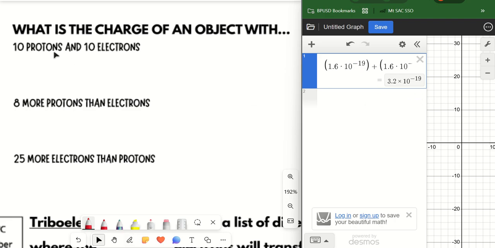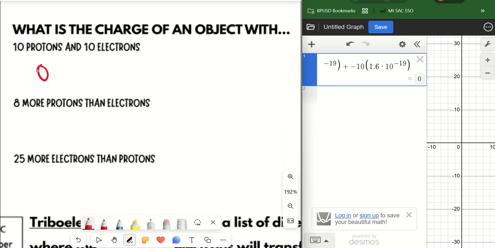And it says I have 10 protons. So over here, I'm going to put a positive 10. So I have 10 multiplied with this charge. I have 10 of those. So 10 protons, they each contain this charge. And then I am going to have 10 electrons. I'm going to put negative 10 because they have a negative charge and it'll carry that negative into the multiplication. So the product right here is going to have a negative value. When I add those two together, I have a net charge of 0. So 10 protons, 10 electrons gives us a net charge of 0 coulombs.